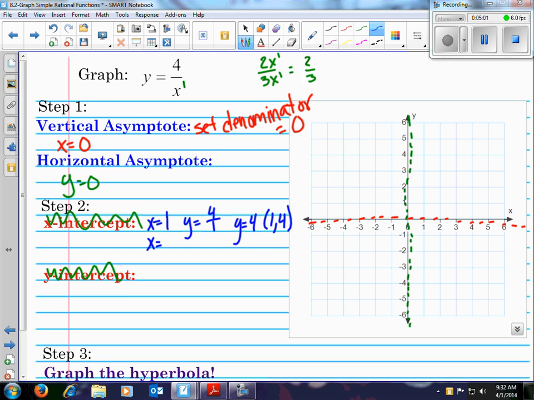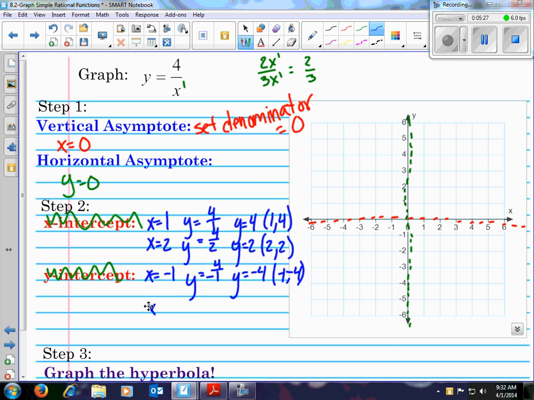And then I'm going to pick x equals 2 and do the same thing. y equals 4 over 2, so y equals 2, so my point is (2, 2). And then let's pick some negatives, so let's pick x equals negative 1. So I have y equals 4 over negative 1, so y equals negative 4. So another point is (-1, -4).